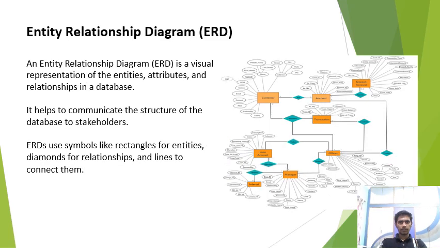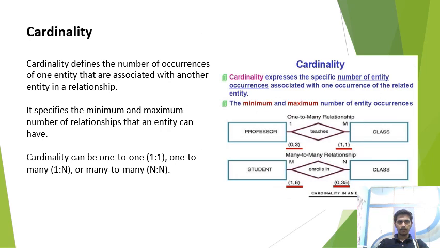Entity relationship diagram. An entity relationship diagram is a visual representation of the entities, attributes, and relationships in a database. It helps to communicate the structure of database to stakeholders. Entity relationship diagrams use symbols like rectangles for entities, diamonds for relationships, and lines to connect them. Cardinality. Cardinality defines the number of occurrences of one entity that are associated with another entity in a relationship. It specifies the minimum and maximum number of relationships that an entity can have. Cardinality can be one-to-one, one-to-many, or many-to-many.